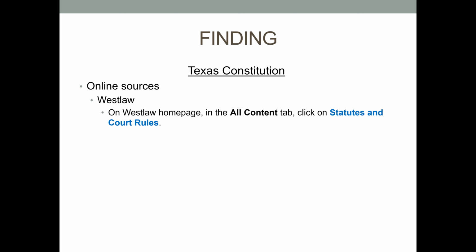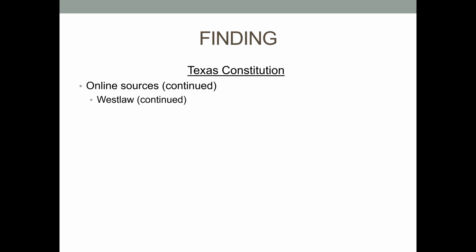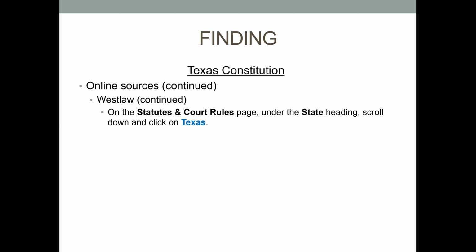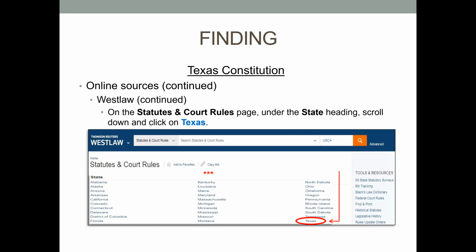So you start off the same way you would as if you were looking for the US Constitution. Log into Westlaw, go to the home page, and in the All Content tab in the Browse pane, click on Statutes and Court Rules as you did before. Now, on the Statutes and Court Rules page, you're going to want to find the heading State. So before you found the heading Federal. Well, you need to scroll down and find the heading State, and then underneath that heading, you'll see all of the names of the states, and you'll just scroll down until you find Texas and click on Texas.